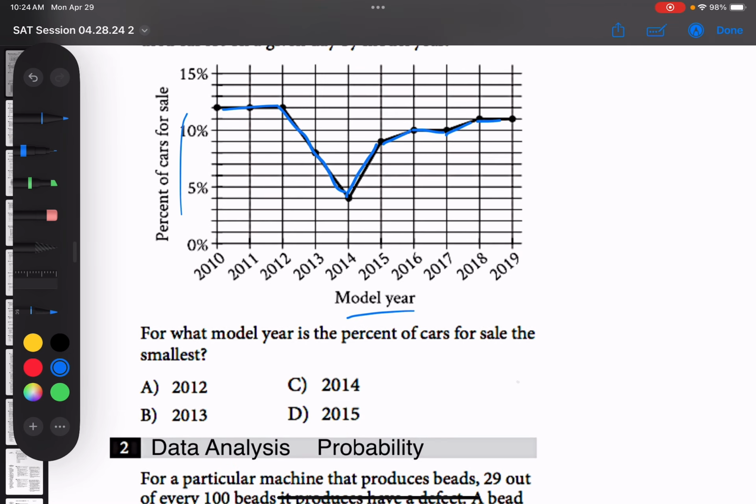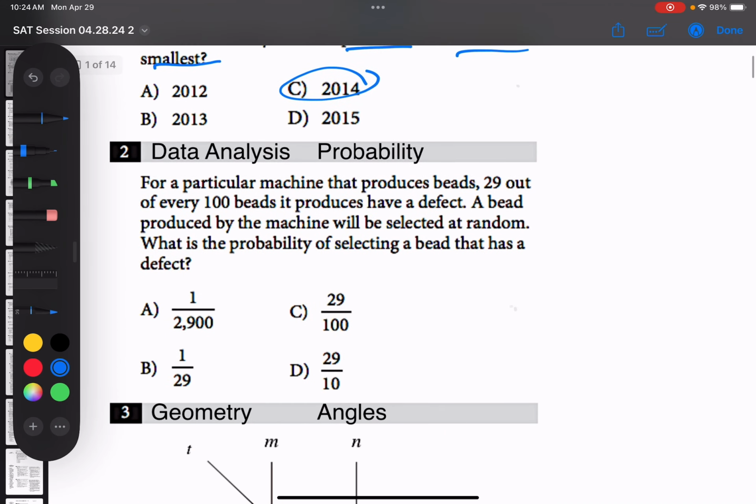All right, let's go into the question. For what model years is the percent of cars for sale the smallest? Well, it looks like it's the smallest right there, and that goes to 2014. Done. Question number 2, data analysis, dealing with probability.